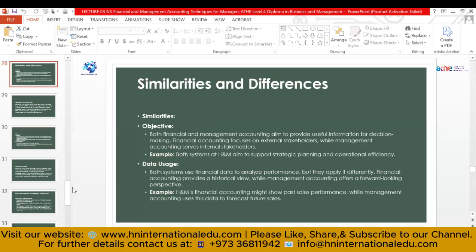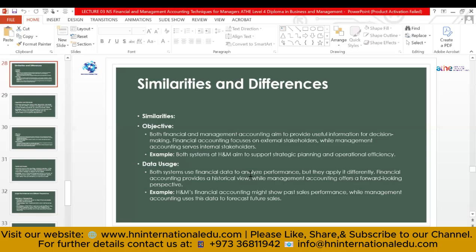Similarity, objective. Both financial and management accounting aim to provide useful information for decision making. Financial accounting focuses on external stakeholders, while management accounting serves internal stakeholders. By now, I hope the concept is clear to you people, which industry is suitable to which technique and when. Integrated system means we're combining both financial and management together. For example, both systems at H&M aim to support strategic planning and operational efficiency. They're taking both techniques together, financial and management.